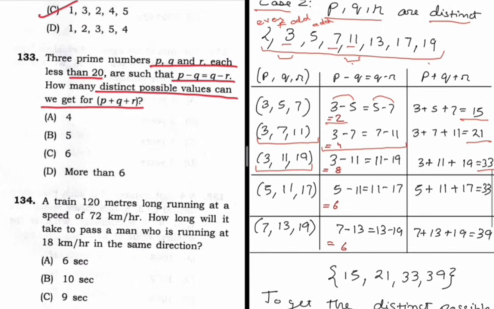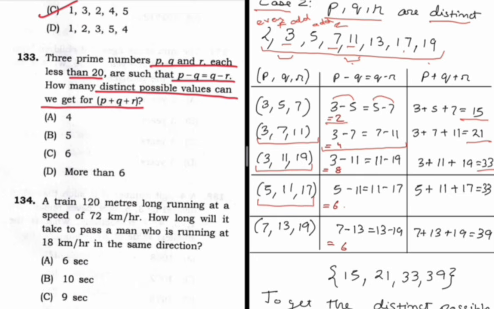Now let's check the value of 5. For 5 and 7, the difference is 2. If we subtract 7 with any other prime number, we cannot get a difference of 2. So we are not taking 5 and 7. We are jumping from 5 to 11. The difference here will be 6. And if we subtract 11 and 17, the difference also is 6. So we'll take the prime numbers 5, 11, and 17, and the sum here will be 33.